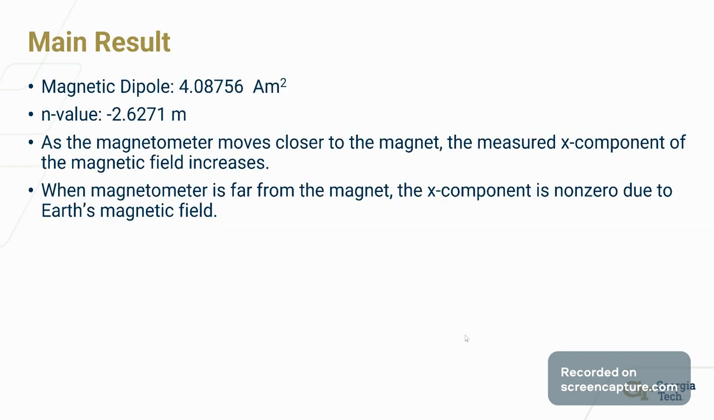So the main result of this lab was that the magnetic dipole was about 4.09, while the n value was about negative 2.6. We found that as the magnetometer moves closer to the magnet, the measured x component of the magnetic field increases. Now, when this magnetometer is super far from the magnet, the x component is non-zero. That's only due to the Earth's magnetic field.